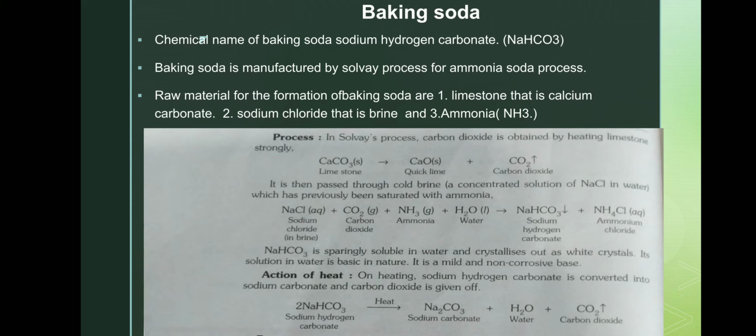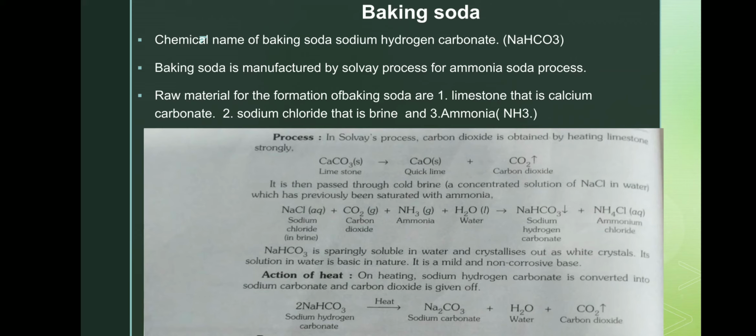Solvay was a scientist who discovered this process. On his name we gave the name Solvay, right? And one more name, that is ammonia soda process, right? And what are the raw materials? That is limestone, formula CaCO3, also known as calcium carbonate. Second is sodium chloride, that is also known as brine. And third one is ammonia.